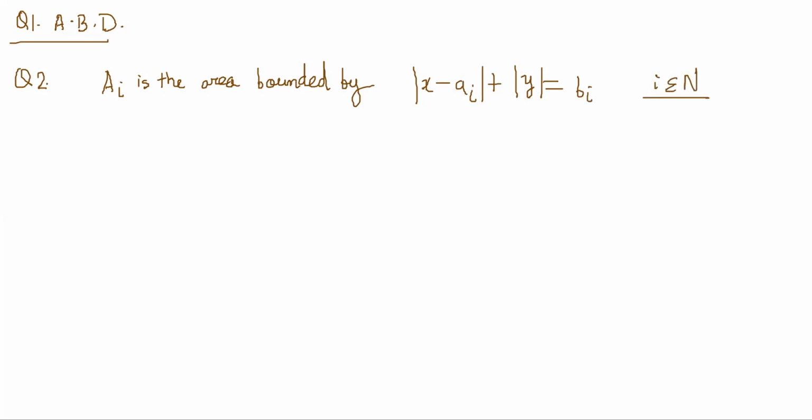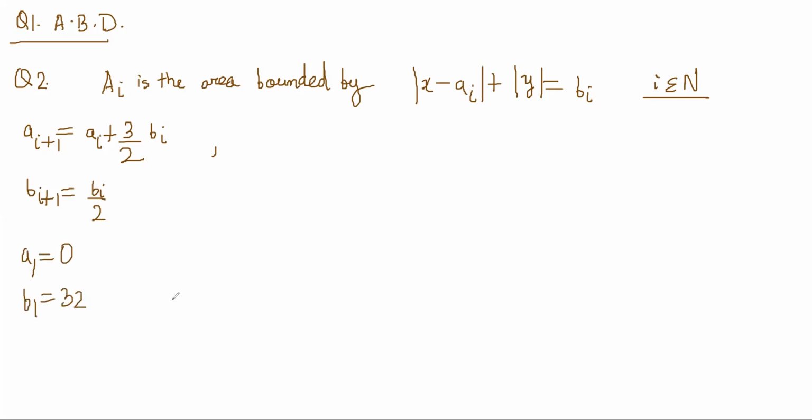Here ai+1 is equal to ai plus 3 by 2 bi, and bi+1 is equal to bi by 2, and a1 is 0, b1 is 32.